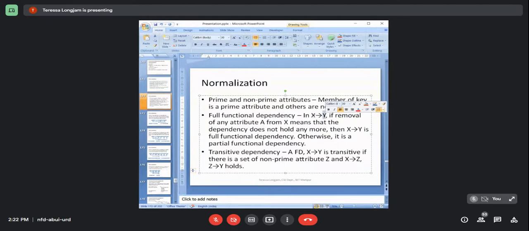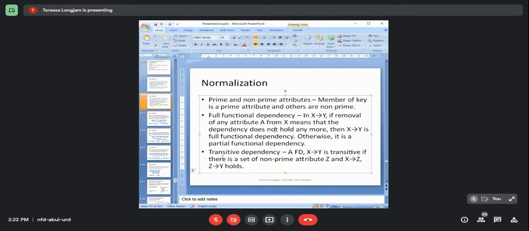Okay, it should not be depending on only a few attributes that are in X. So if it is fully depending on X, meaning fully depending on all the attributes of X, then it is known as full functional dependency. Otherwise, it is a partial functional dependency. So remember this term.